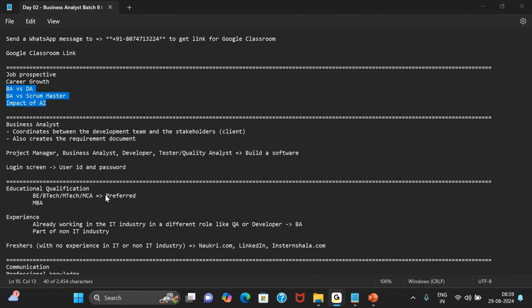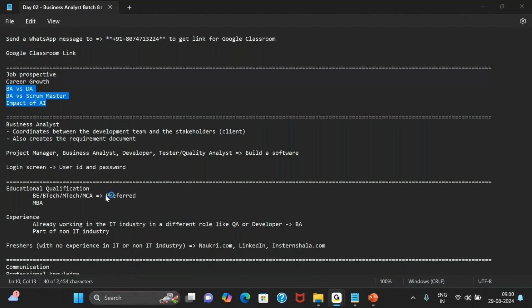When it comes to BA, it is quite different from that path. BA will not be coding based. Artificial intelligence and all those will be coding based roles. So BA will not be a coding based role.